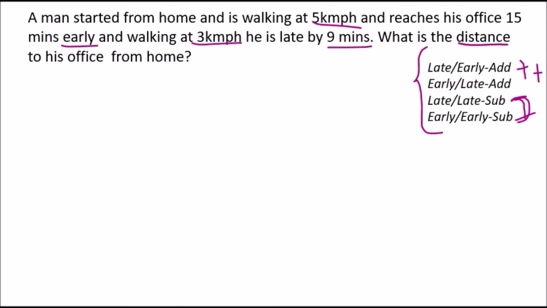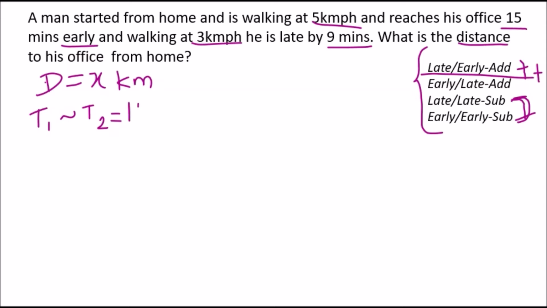Here we have to find the distance. So let's consider the distance to be x kilometers. We have to find x here. And the difference between the times is 15 minutes early and 9 minutes late. So if it is late and early, we can add the times. That is 15 plus 9, which gives us 24 minutes.